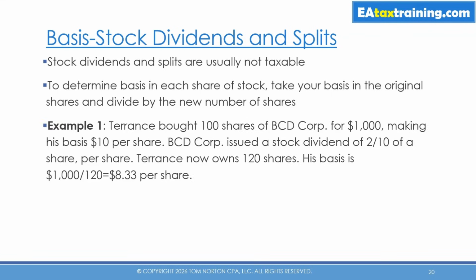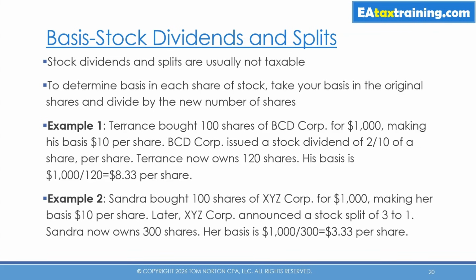Example 1, Terrence bought 100 shares of BCD Corp for $1,000, making his basis $10 per share. BCD Corp then issued a stock dividend of 0.2 of a share per share. So Terrence now owns 120 shares. When he gets that stock dividend, that is not taxable income, as we discussed in our last video, but now his basis per share is lower. So what you do is you take his overall basis, which is still $1,000 because he has invested $1,000 in this stock. But now he has 120 shares. So his basis per share is $8.33.